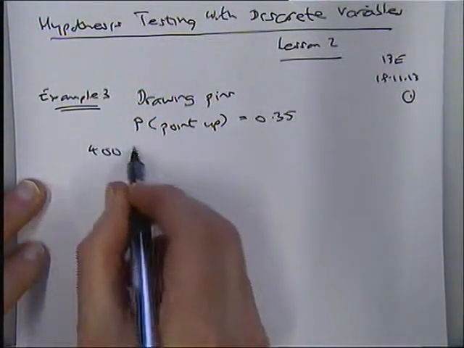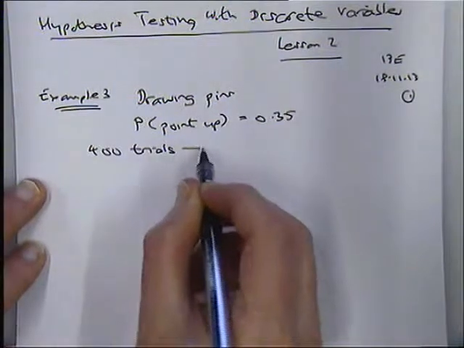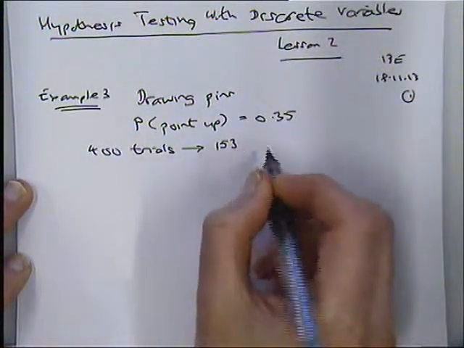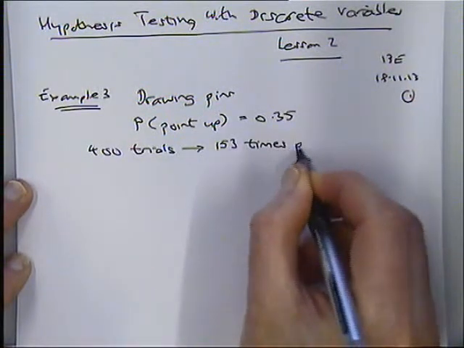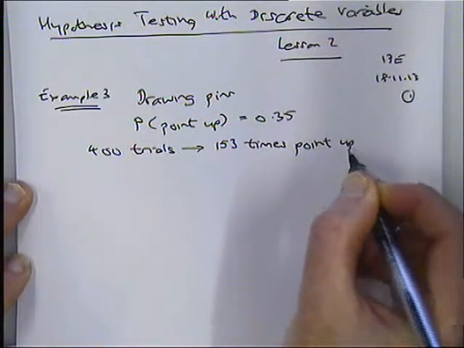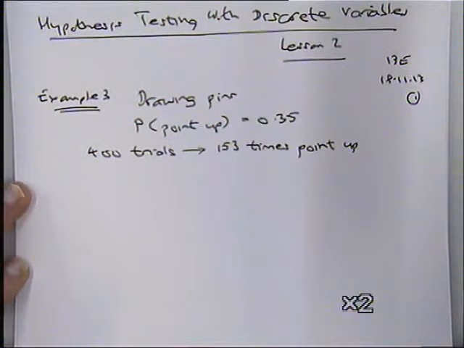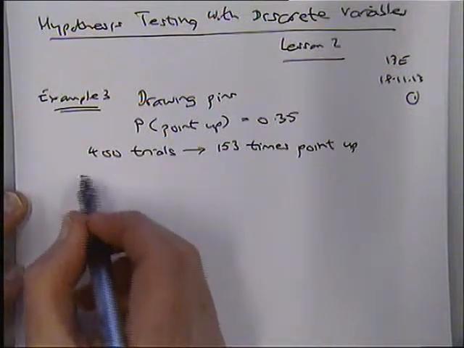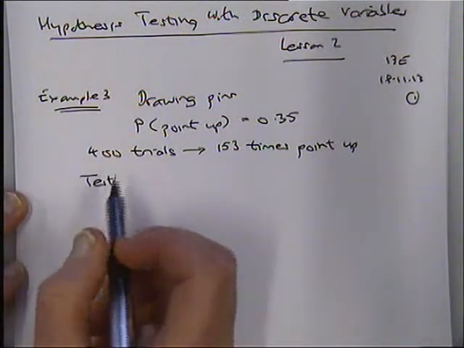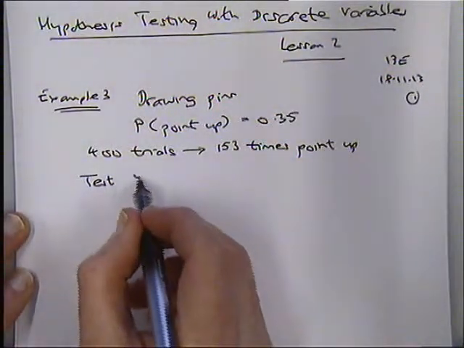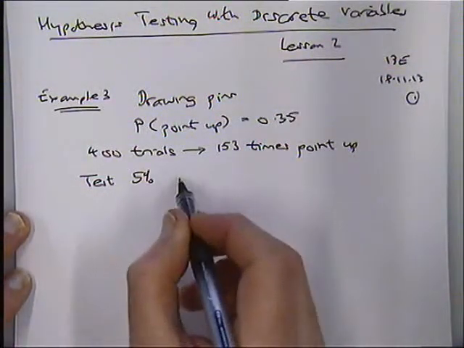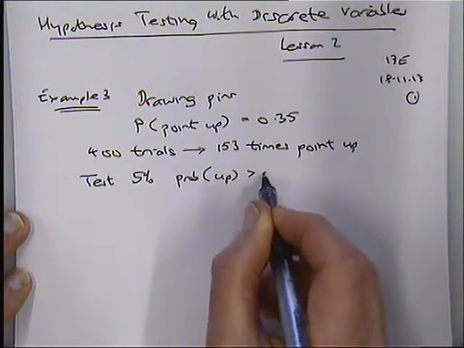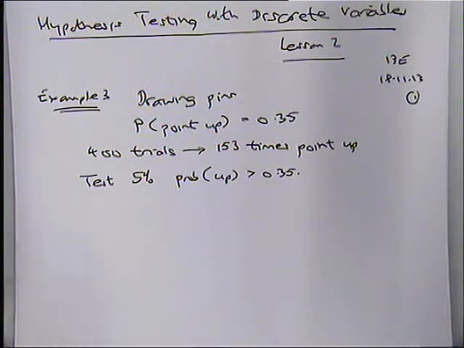What happens now is that 400 trials take place, and in those 400 trials, 153 times it lands point up. Sorry, I said the wrong number earlier. 153 out of those 400 times it lands point up. These may be a new batch of drawing pins, these 400. So we're testing at the 5% significance level whether the probability of landing point up has changed and is now greater than 0.35.